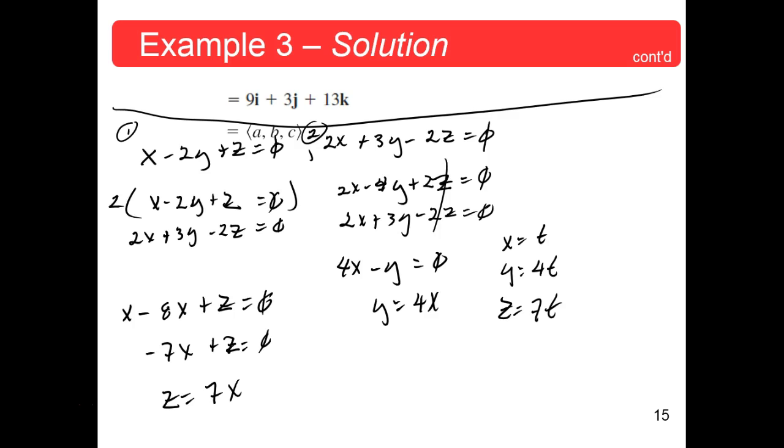Question: on your selection of t, why did you pick that t? Did you just arbitrarily pick it? Okay, I saw that y was equal to 4x and z is equal to 7x, right? Since we have to come up with a parameter, let's let x equal the parameter, because then you get z equal to 7 times that parameter and y equal to 4 times the parameter. Nice round numbers, whole numbers. That's why I did it.